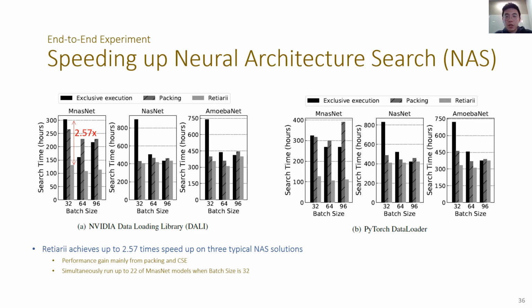In the baselines, we noticed simply packing multiple models in one GPU without cross-model optimization could even perform worse than the exclusive execution because of the heavy resource contention on the CPU.